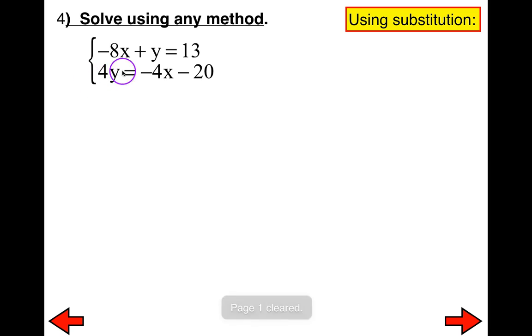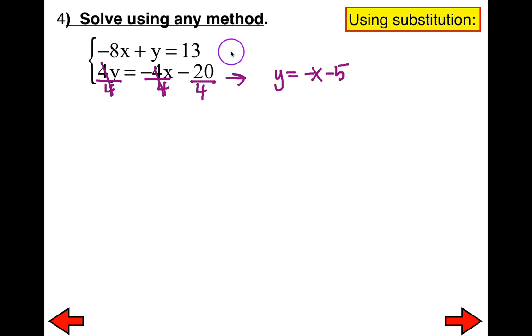You can also notice here y is almost isolated. There's a 4 here, so what you could do is just divide everything by 4 and this equation would be ready to go. So let's go ahead and change this. Now the 4's cancel out, leaving me with y equals. These would also cancel out, leaving me with a negative x minus 5. So what I can do now is take this value and substitute it into y. So let's go ahead and write it down.